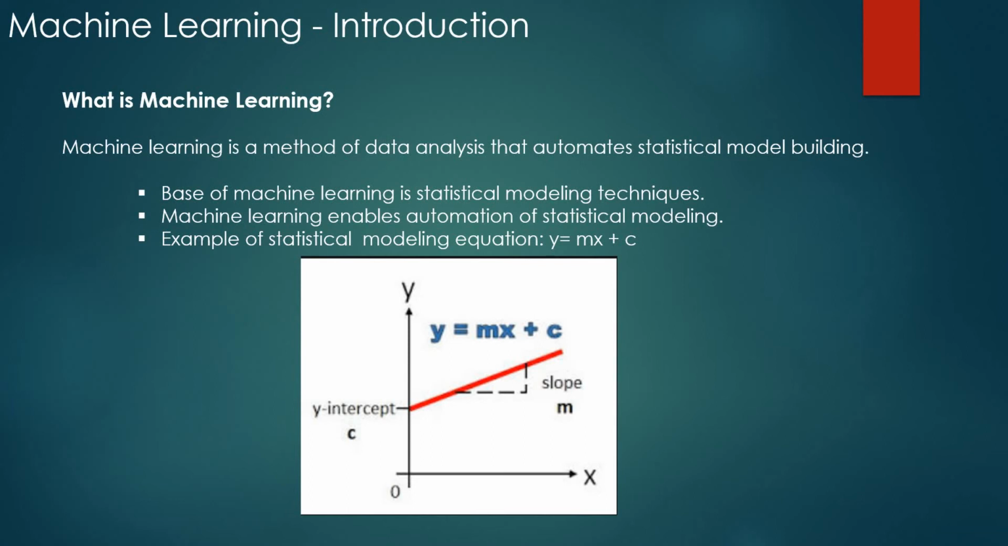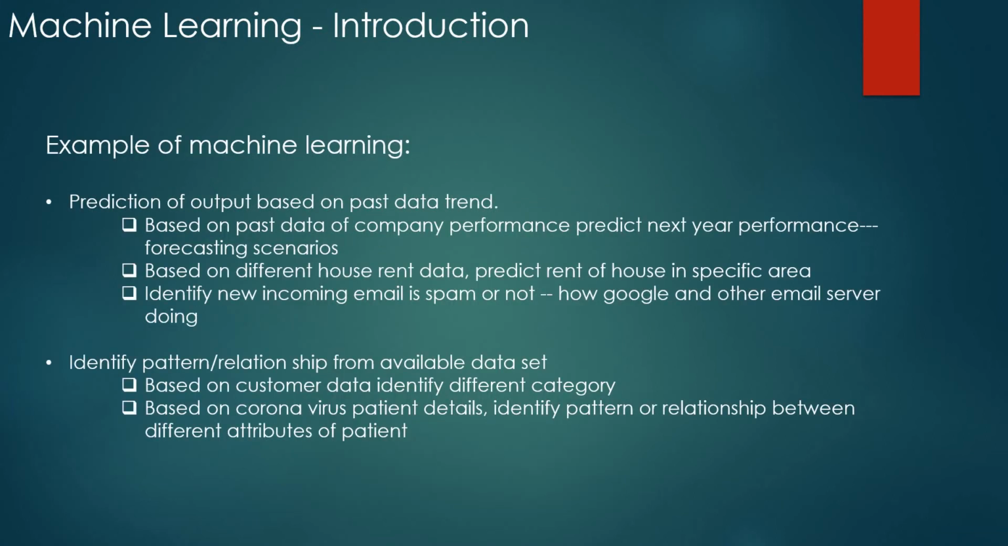Okay, so what exactly does machine learning do? Machine learning will try to automate this y = mx + c formula for our given data set. We will see in the subsequent slides. So to understand this machine learning concept, let's try to understand some examples which will give more insight about machine learning.